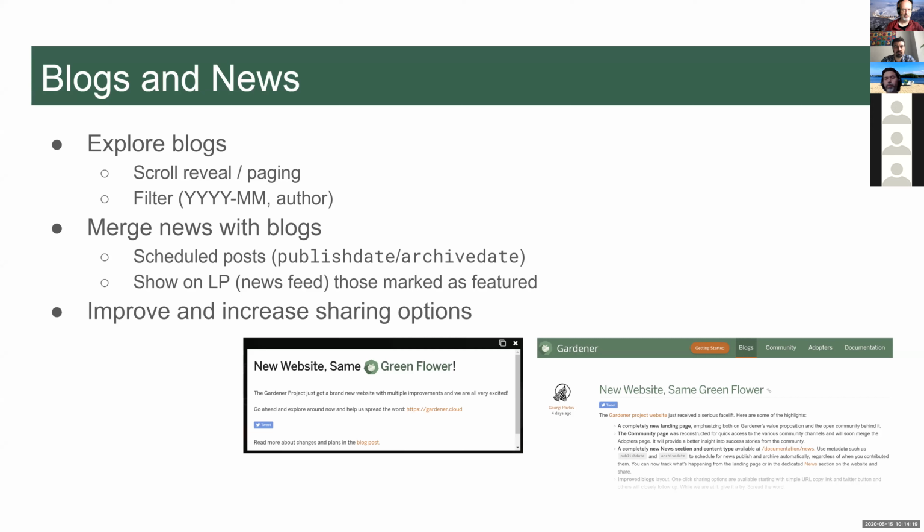To merge the two things, because probably not every single blog needs to be published as news, maybe we can introduce some front matter property that is going to mark it as eligible for showing on the landing page as news, like, I don't know, featured or something like this.